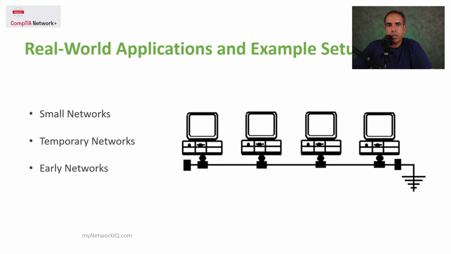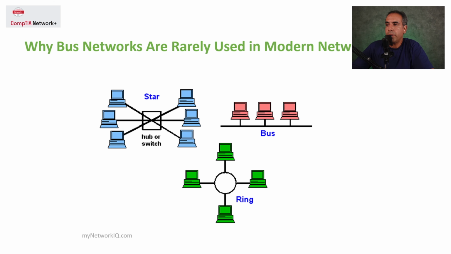You know, while bus topology was popular in the early days of networking due to its simplicity and cost effectiveness, it's rarely used in modern networks. I remember that we used it about 25 years ago. Of course, it was so popular in those days. And this is primarily because bus networks have several limitations that make them unsuitable for today's high-speed, high-reliability networking.